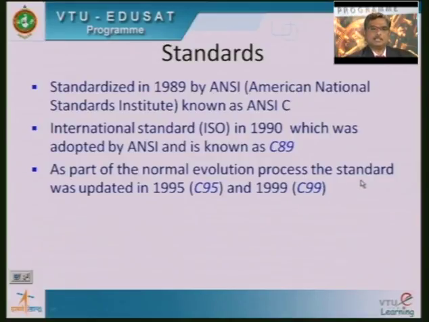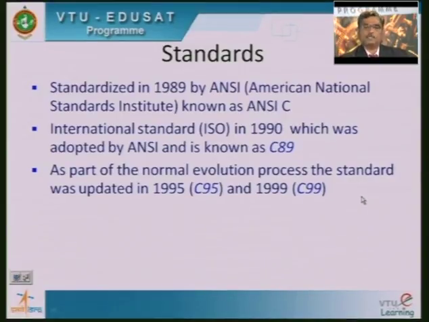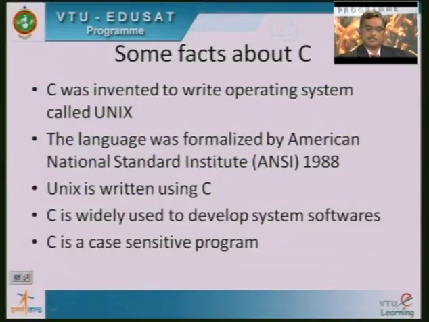The standards given by ANSI, the American National Standards Institute, came in 1989. The ANSI standard was proposed, and the international standard ISO in 1990 adopted the ANSI standard and renamed it C89. Later it evolved. The standard was updated in 1995 and called C95, and later in 1999 a still improved version was given, that is C99. This is how the standards of C are available today in the market.